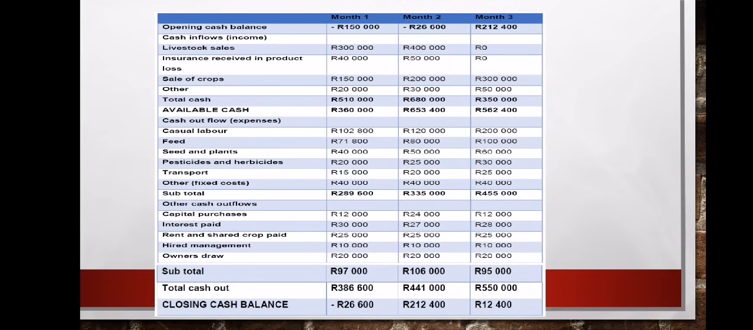What is the closing balance of month 2? 212,400. What is the opening balance of month number 3? 212,400. So it means if you close this month that we're in with 10,000, you will get into the next month with the very same 10,000. Hence we say the amount you have closed your books with is the amount that you will start your farm business with in the next month. That's the simplest way to understand it.